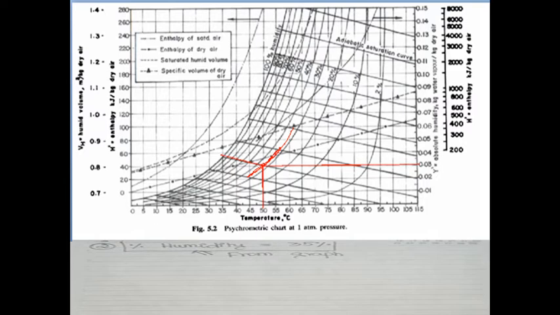The fourth step, read the percentage humidity approximately. Because these two lines intersect at one point, which lies between the percentage humidity curves of 30% and 40%, this is the approximate value. Since the point is very close to the 30% curve, here the percentage humidity value is 35%.